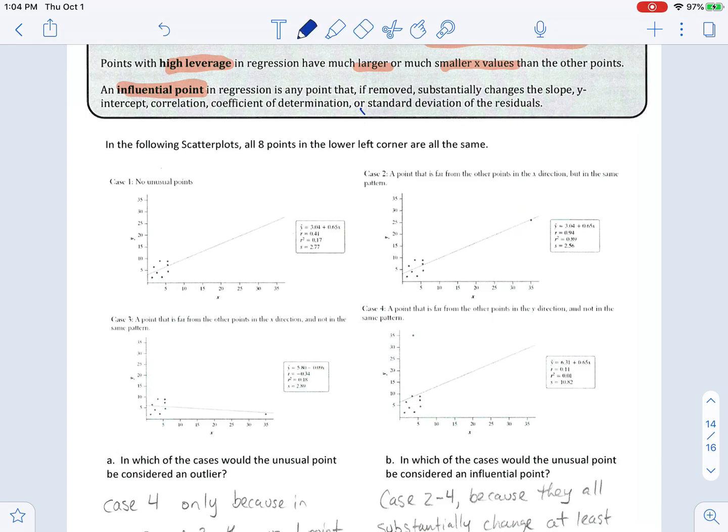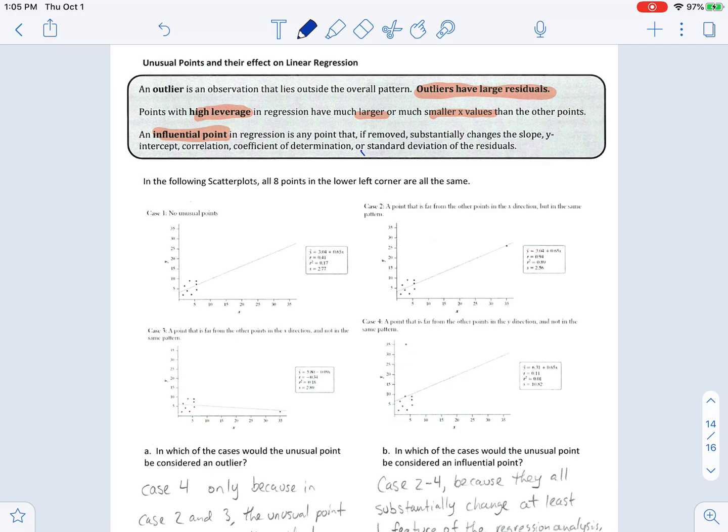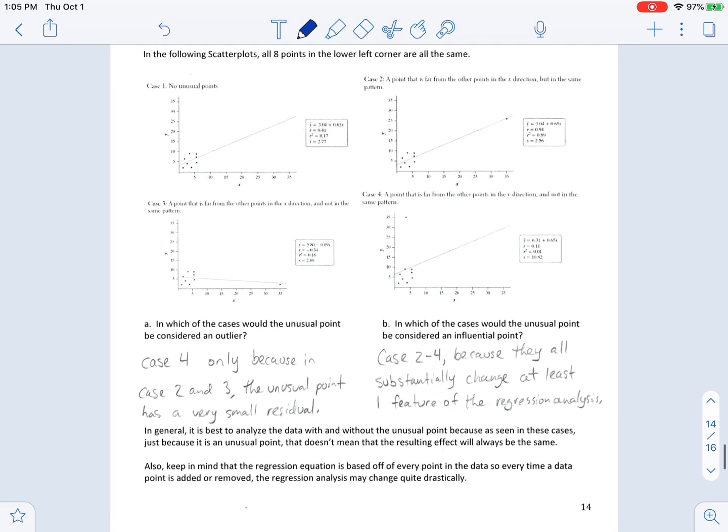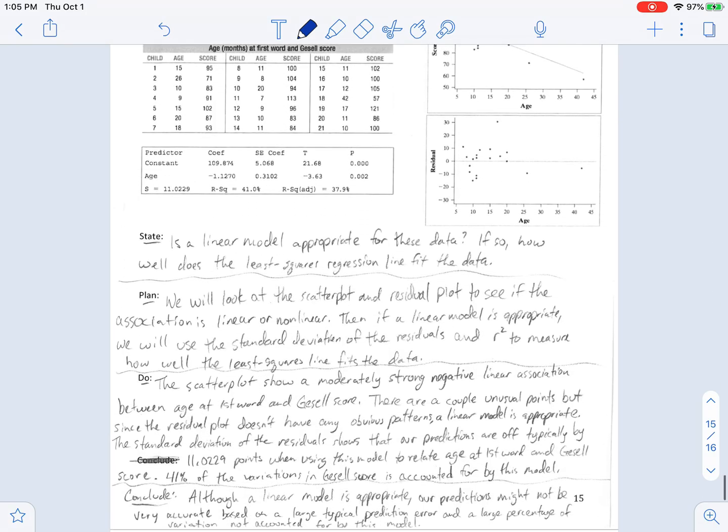So I just went through this a little bit. Again, it's just vocab, you're going to need to know those. Be careful not to just call anything an outlier. This is not an outlier in scatterplots. It's a high leverage point. Outliers are definitely going to be influential points. High leverage points don't always have to be influential points.